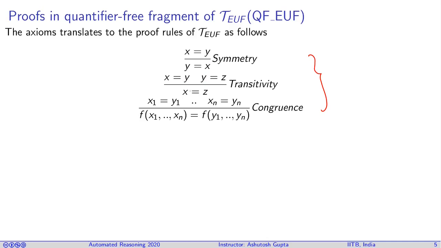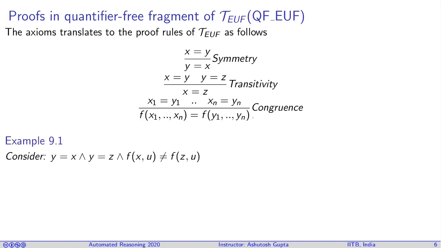However, these three rules let you prove anything you may want to prove in the quantifier-free fragment of the uninterpreted functions. Well, let's look at an example. Suppose you have this constraint, which is a conjunction of three literals, and you want to check if it is unsatisfiable. You can write down a proof using the three proof rules. From y equals x, you can derive by using symmetry x is equal to y. Then you have x is equal to y and y equals z. Now you can apply transitivity and derive x is equal to z.